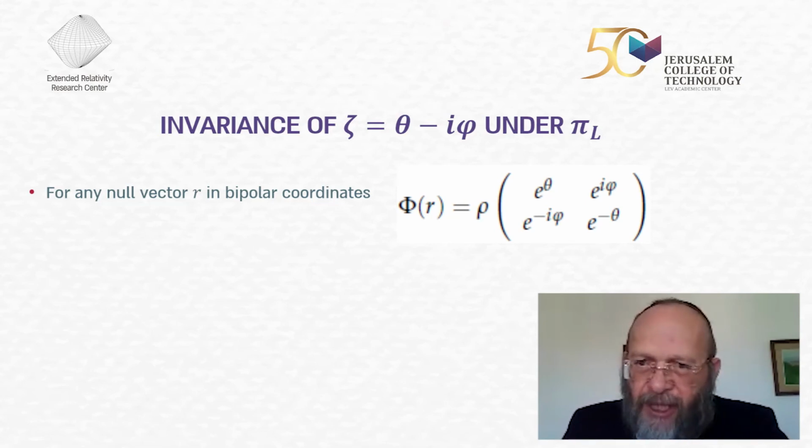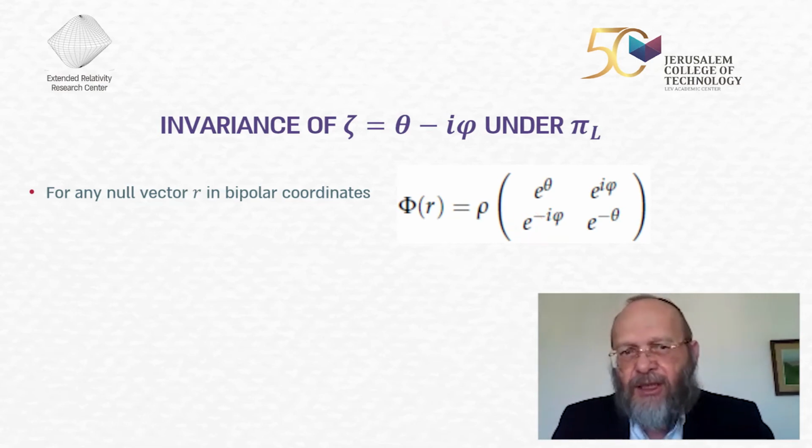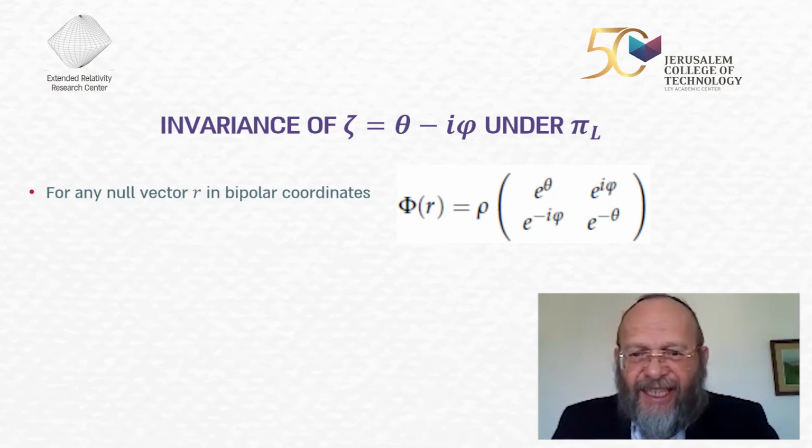So we have to return to our bipolar coordinates and see how they look in the matrix representation. Remember here we had x0 plus x1. Cosh plus sinh gives you e to the power theta. The difference here gives you e to the power minus theta. And here you get cosine plus i sine phi, which gives e to the power i phi, and here e to the power minus i phi. Now you remember this vector is a null vector. That means the determinant of this matrix is 0. It's a simple calculation. It is 0.